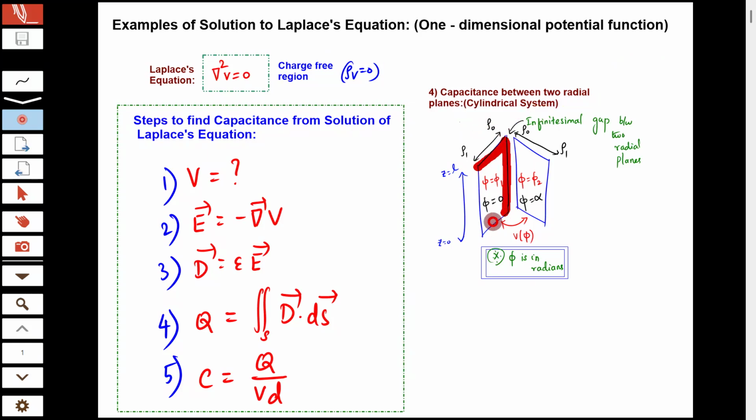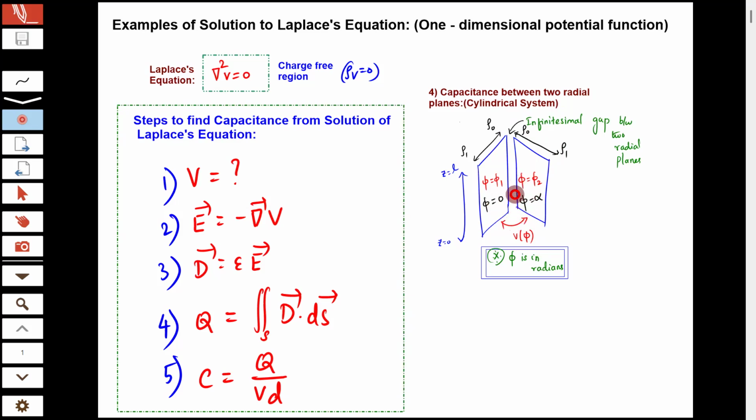Now let us consider one radial plane at an azimuth angle of 0, and another radial plane at an azimuth angle of alpha. When we consider the two plates to be separated by at least an infinitely small gap, then there will be a difference in potential between the two plates. And if the region between the two plates is filled with a dielectric material epsilon r, then we can estimate the capacitive effect between these two radial plates.